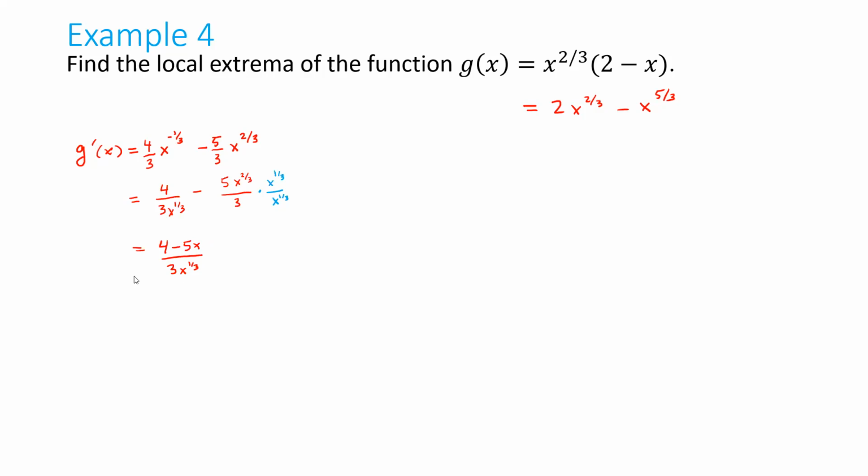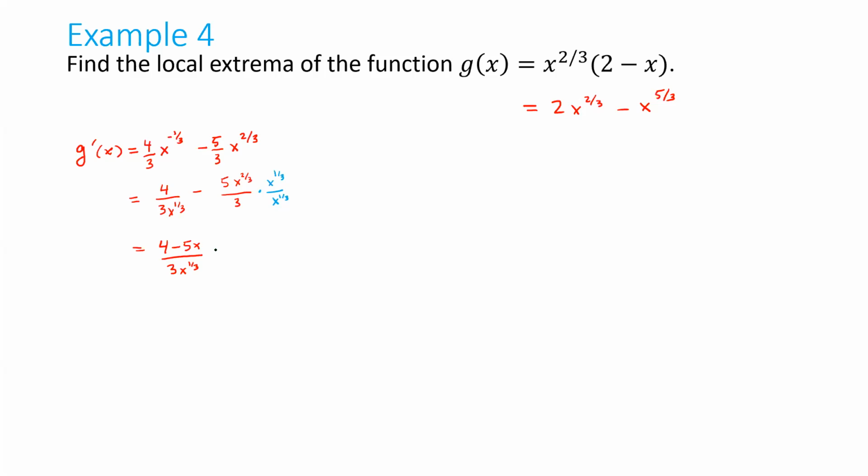Okay, now remember here that the critical values are going to be from the numerator and from the denominator. In other words, when it's equal to 0 in the denominator, we know that's going to be a point where the derivative is undefined, so that could be a critical point. So we'll use the zeros from the numerator and denominator to give us the critical points.